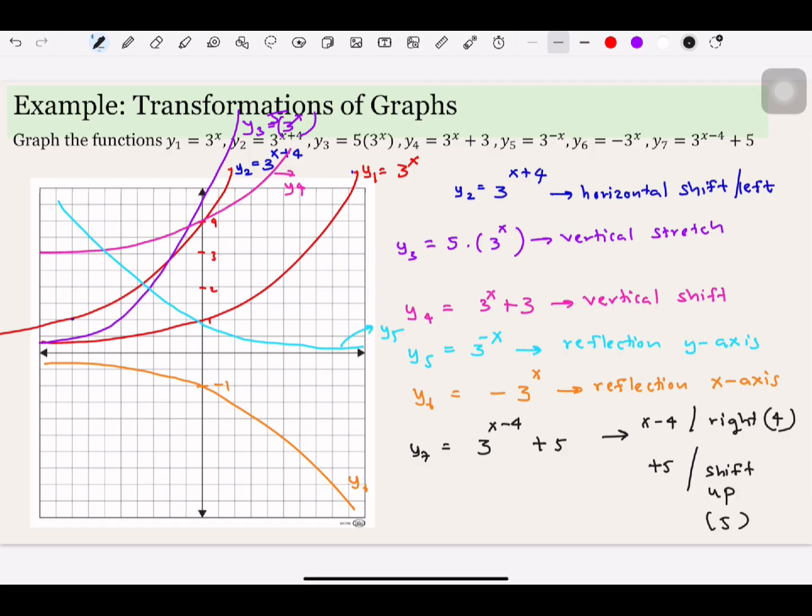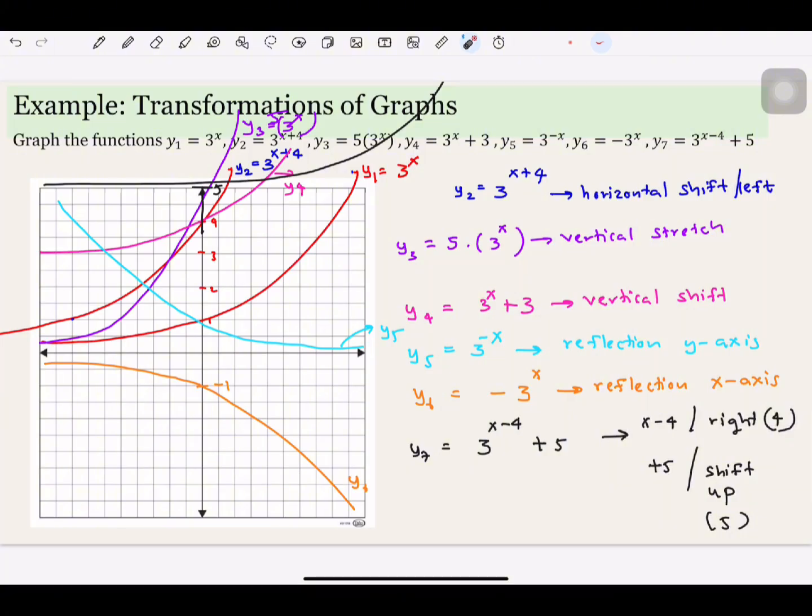So if you sketch this graph, I don't think I have enough space because this is 4 and this line will represent 5. So the graph will look like this. So use your calculator to sketch this. So here your horizontal asymptote will be y equals 5, and it is shifted to the right by 4 units.